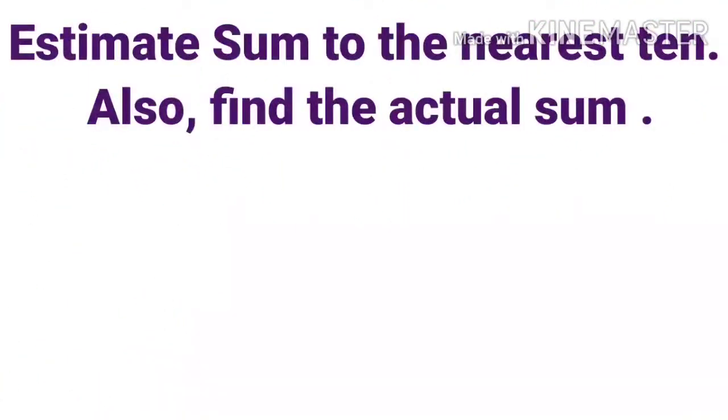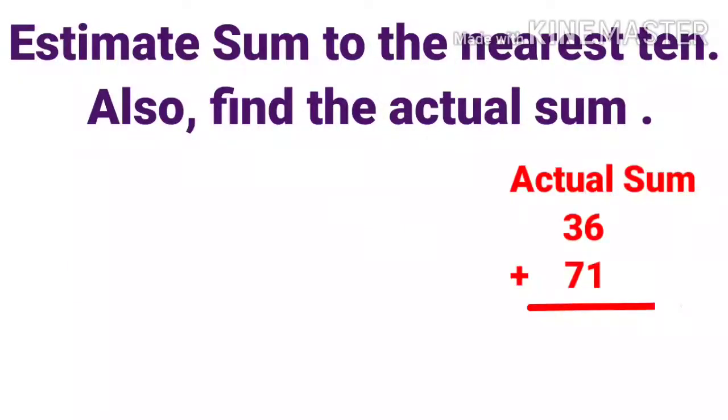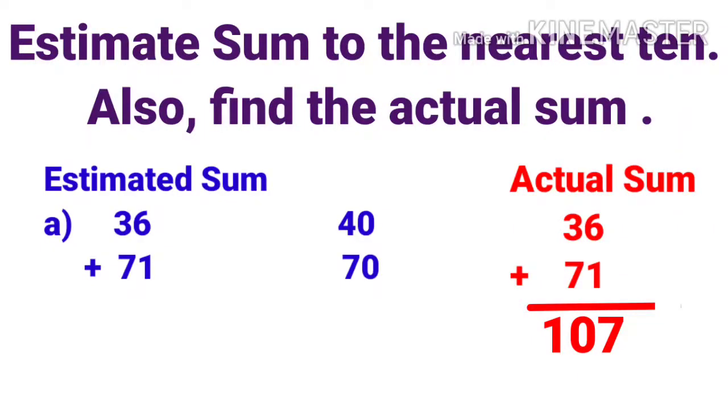A question may be asked like: estimate the sum to the nearest 10, and also find the actual sum. The two numbers are 36 plus 71. See the actual sum, 36 plus 71. In the ones place, 6 plus 1 is 7, and 7 plus 3 is 10. So 107 is the actual sum.